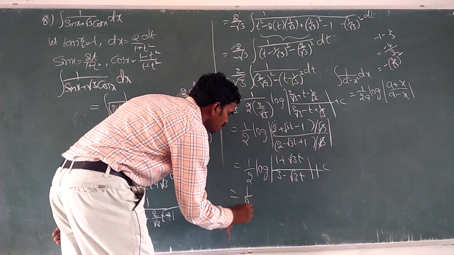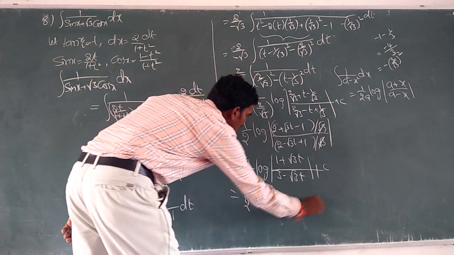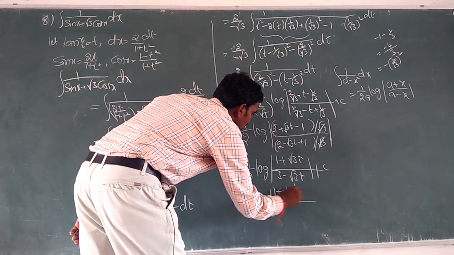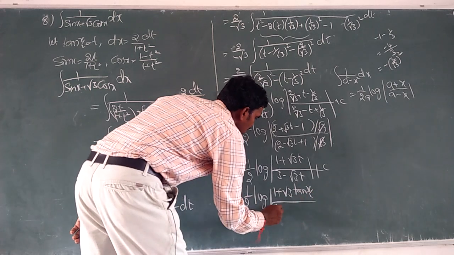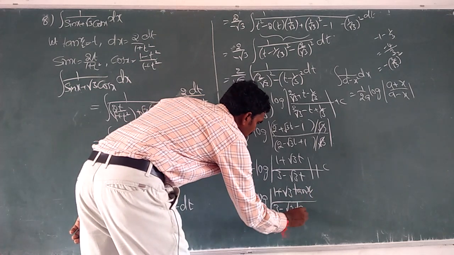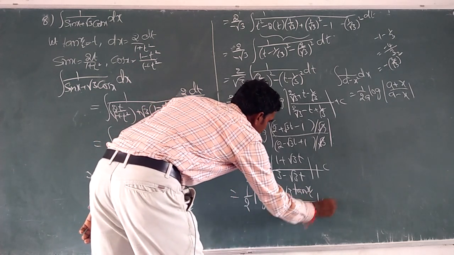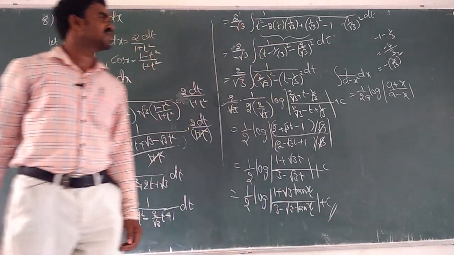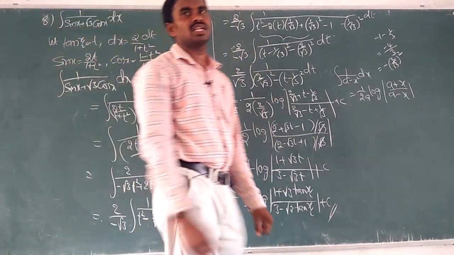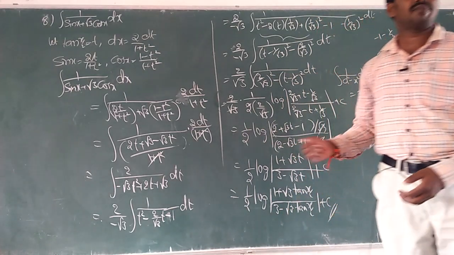Now substitute. What do you mean by t? T means 1 plus root 3 into tan x by 2 by 3 minus root 3 into tan x by 2. So this is the answer. So these are the few questions based on this method, and 2 more problems are there, I think. So we can do the same way.